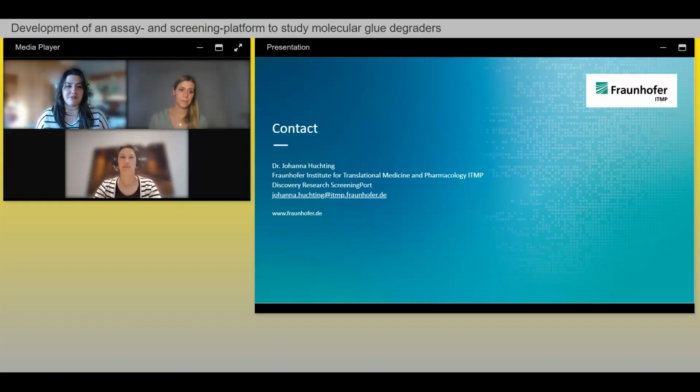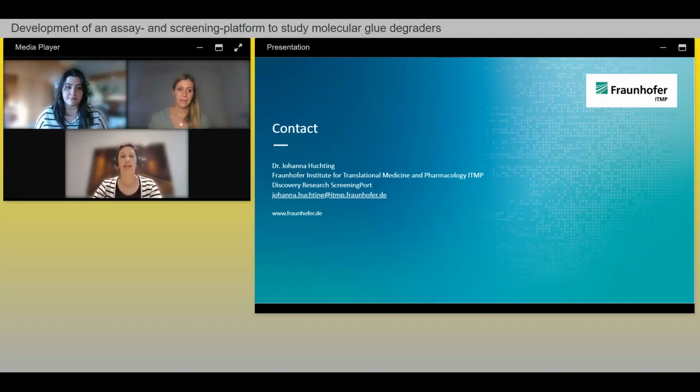Excellent, thank you both. All right, our next question here says, RBM39 expression is upregulated in hypoxic tumors. What is the kinetics of indisulam to RBM39 in hypoxic conditions?